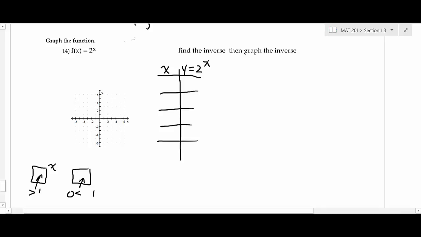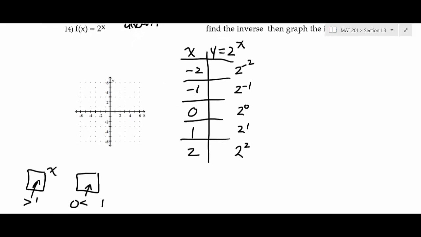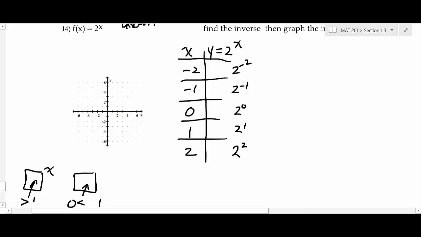This is an exponential growth curve, and the reason I know that is because that number 2 is bigger than 1, okay? So let's just use these values: -2, -1, 0, 1, and 2. We already did this a few minutes ago. So we're going to do 2 to the 0, 2 to the 1, 2 to the second, 2 to the -1, 2 to the -2, and so forth. Now we're just going to crunch it out, and we'll draw a graph, and then we'll graph the inverse, and then we'll talk about what the inverse is, okay?